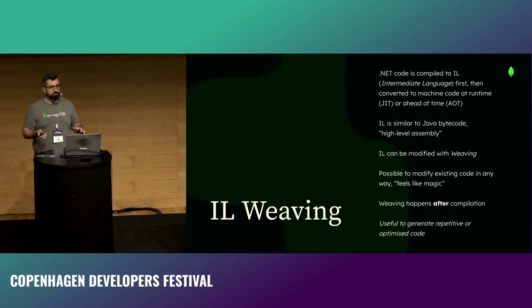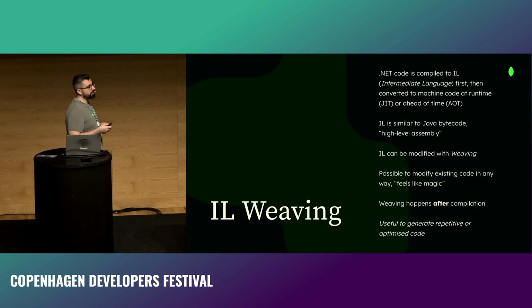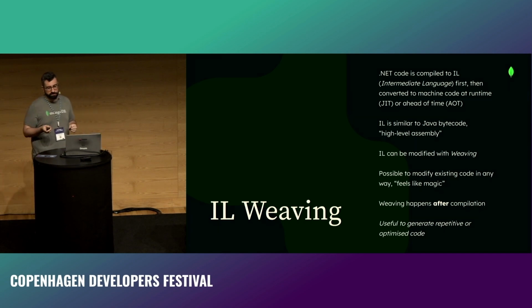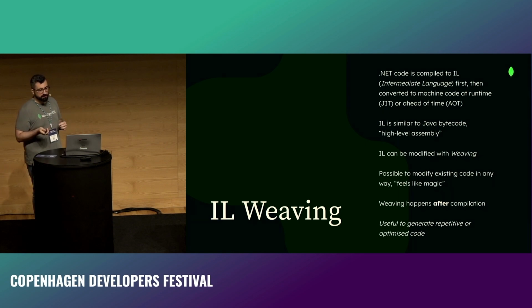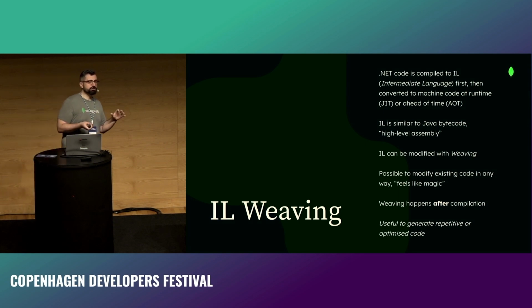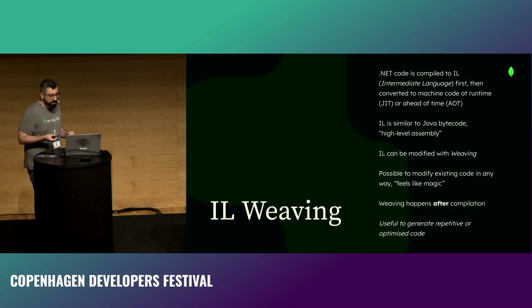Then, depending on the configuration, it either gets converted to machine code at runtime, if you're using the now old just-in-time compilation, or it gets compiled ahead of time if you're using AOT. But the idea is the same. So you have this IL code that looks like high-level assembly practically, that is very similar to bytecode if you're used with Java. IL weaving essentially is the process of modifying the IL code in some ways.